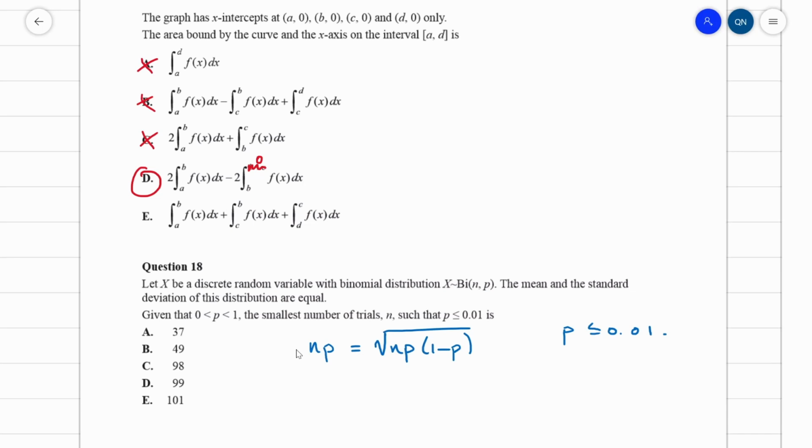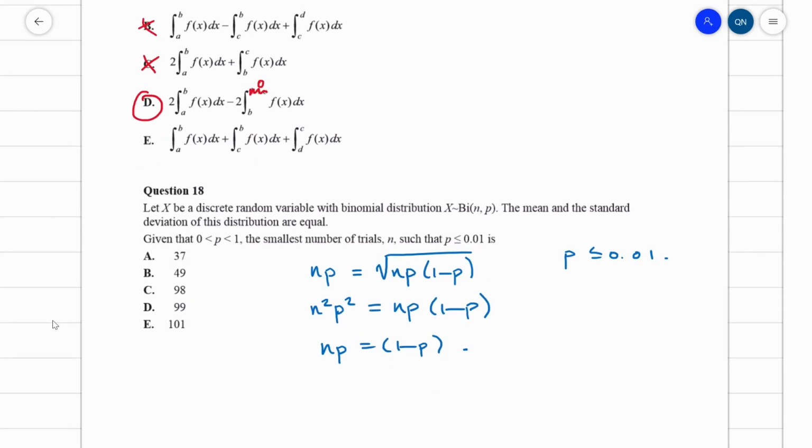Okay, so first of all, maybe my first thought is to cancel np on both sides somehow, or maybe it's better to square things just to get rid of that square root. So n squared p squared is equal to np times (1 minus p). And we can cancel the n and the p on both sides because both of them are non-zero, which leaves us with np equals 1 minus p. Now what can we do with this? Well, we can rewrite this for n, because we're trying to find n. n is equal to (1 minus p) over p.